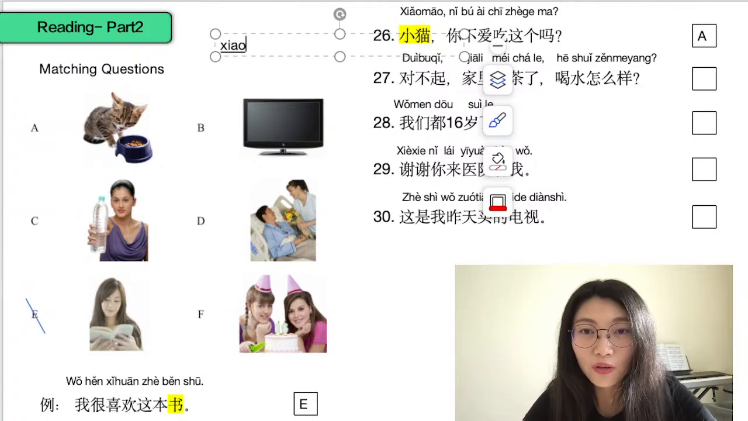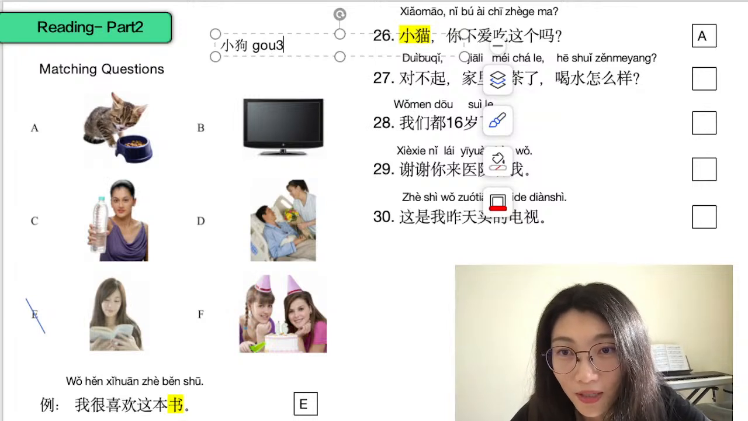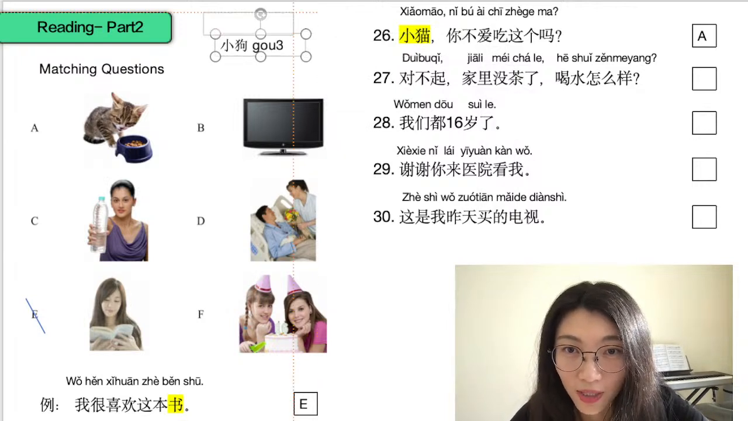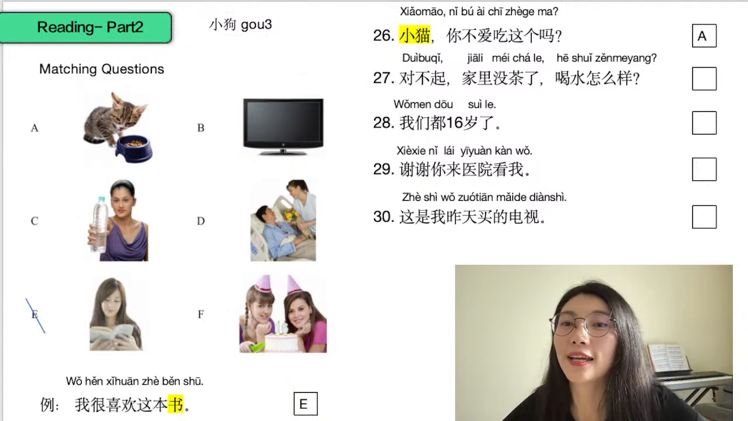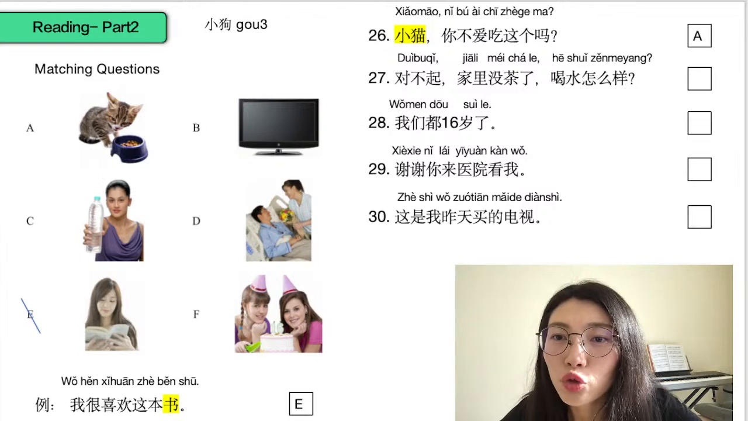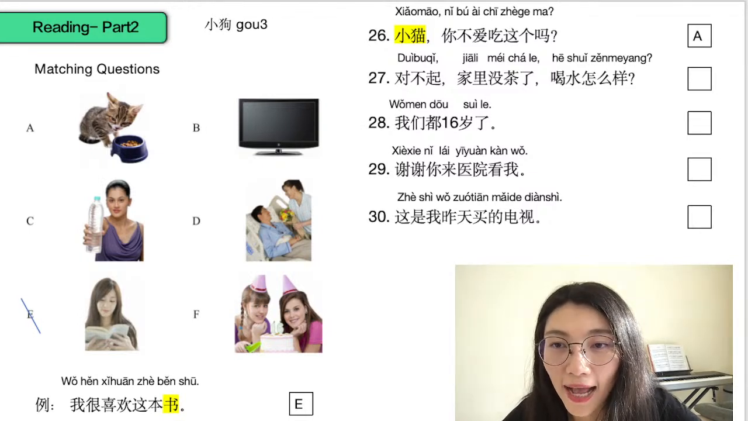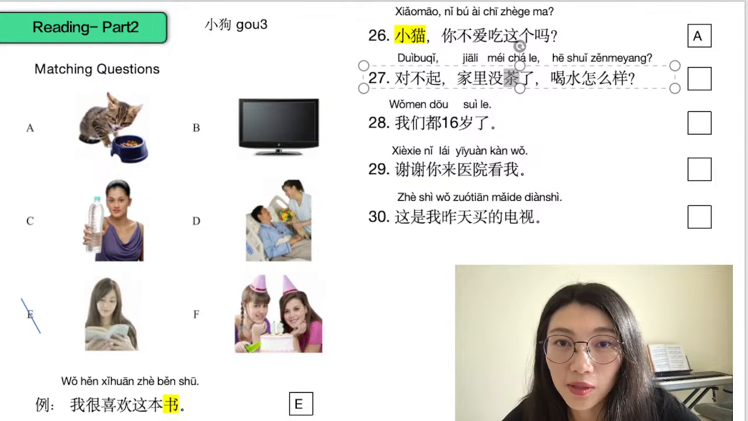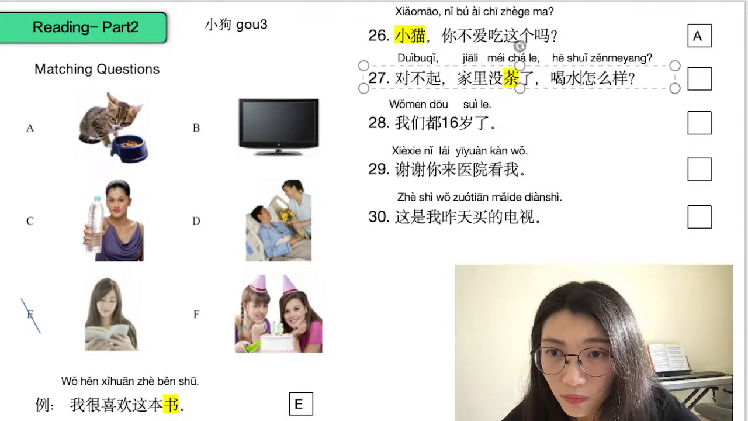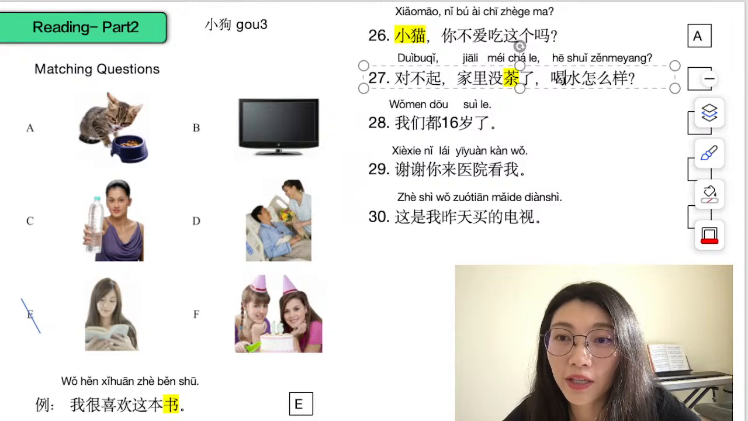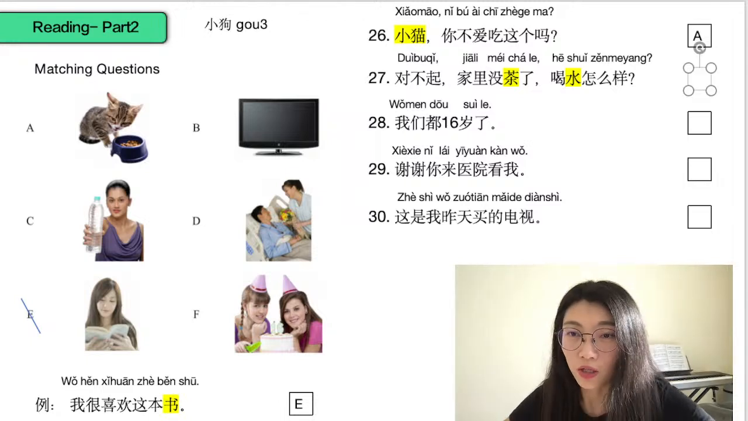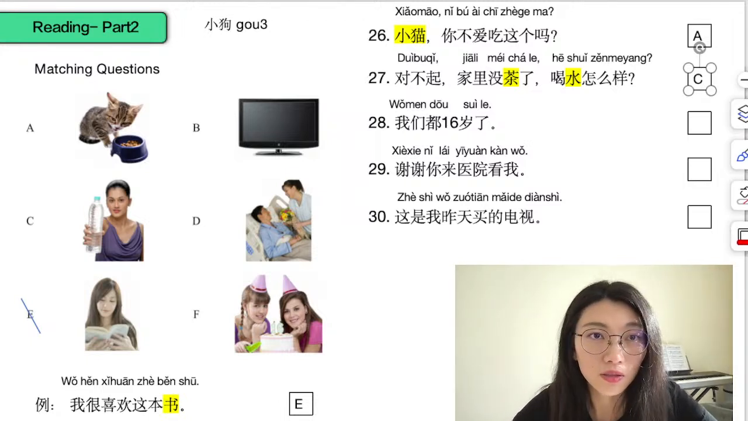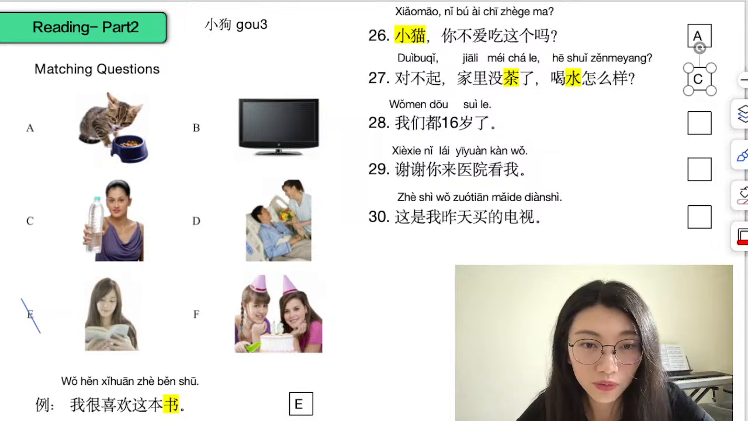Dog. 小狗. 狗. Here is dog. Maybe if they give you dog, then it's not a, okay? 小猫, 小狗, they are together. Remember them together. 好，27，对不起，家里没茶了。OK， 茶 it means tea. 喝水 OK, here 水 water, 喝水 drink. How about drink water? Drinking water. So C, very good, correct.